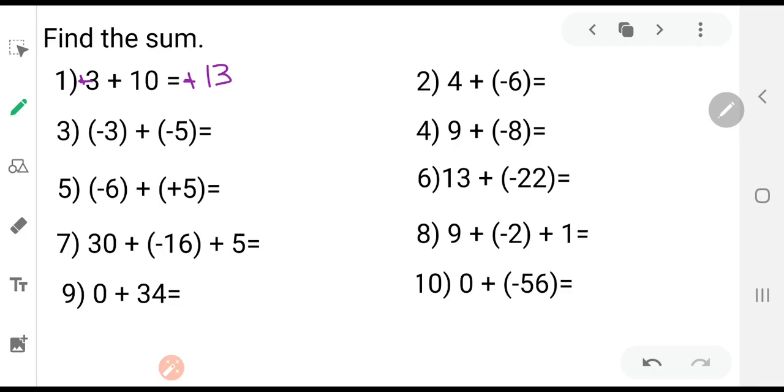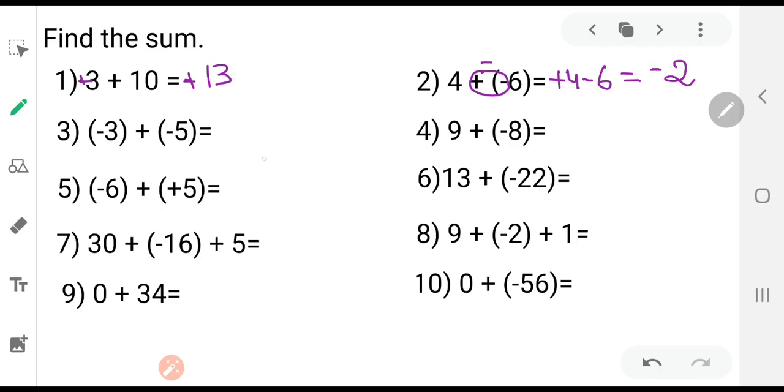Now number 2. 4 plus -6. Plus and minus is going to be changed into a minus. So this one is a +4 minus 6. I have different signs over here, so subtract 4 from 6, it's a 2. Which number is greater? It's the 6. What's the sign of the 6? It's a minus, so the answer is a -2.